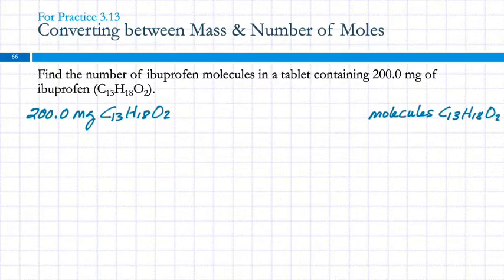So I need to figure out, how do I get from milligrams to molecules? Moles are going to be in there, and grams are going to be in there. So moles to molecules I can do with Avogadro's number. Grams to moles I can do with the molar mass of the compound, which I can calculate. And then milligrams to grams I can do by understanding what metric prefixes mean.